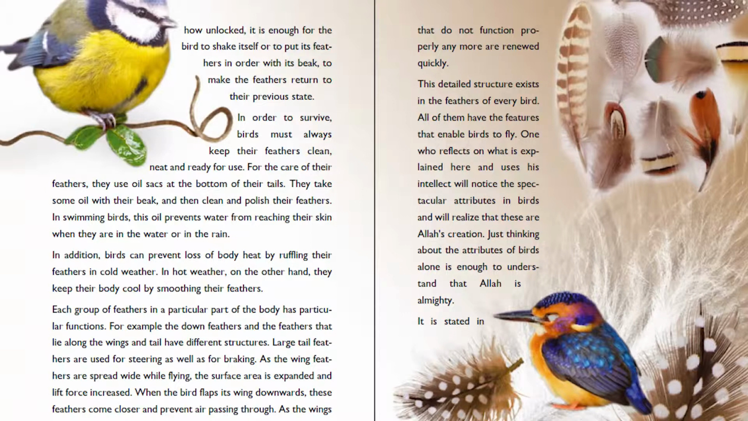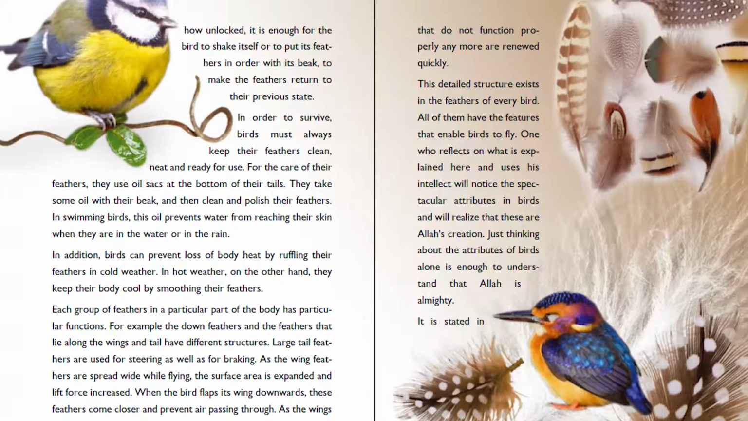In swimming birds, this oil prevents water from reaching their skin when they are in the water or in the rain. In addition, birds can prevent loss of body heat by ruffling their feathers in cold weather. In hot weather, on the other hand, they keep their body cool by smoothing their feathers.